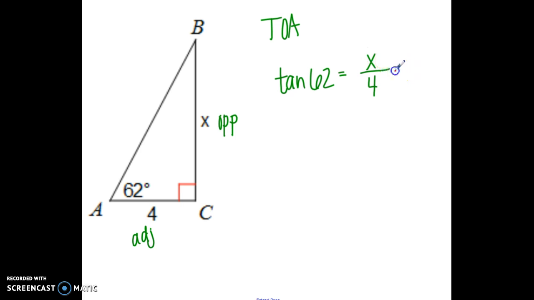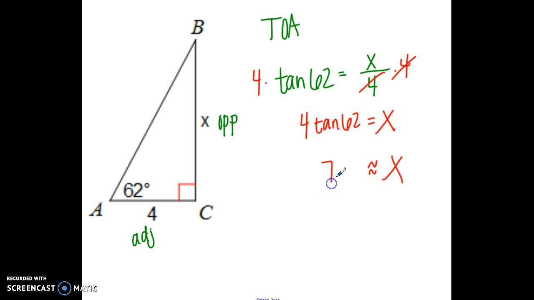To get x by itself, we're going to multiply both sides by 4, so they cancel out over here. So x equals 4 times the tangent of 62. And again, make sure that your calculator is in degree mode. Type that in, and you get that x is about 7.5. So that would be our final answer for what x is here.